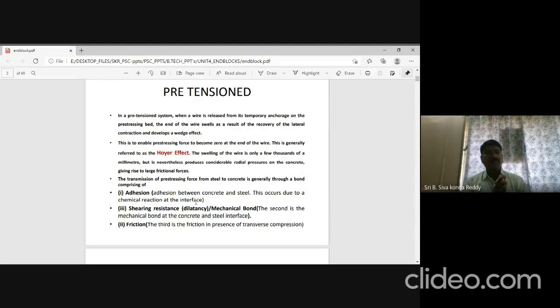The third one is by friction. Again, this would be very less compared to our mechanical bond. So these are the three different ways of achieving bond between steel and concrete: friction, mechanical bond, and adhesion. The third is friction in the presence of transverse compression. What is this transverse compression? Now you have concrete above your cable.